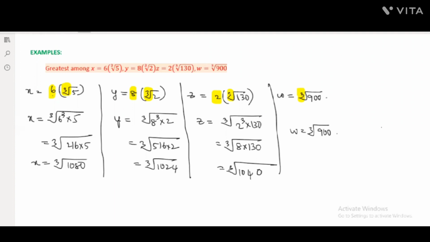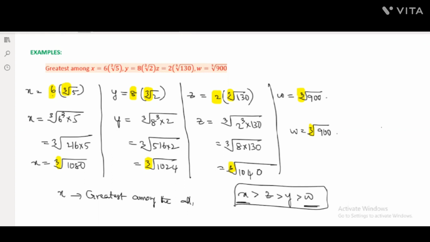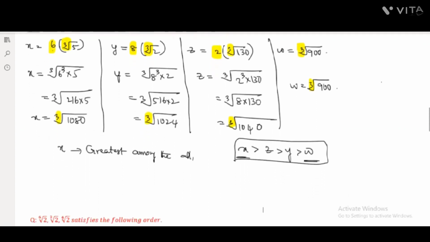So if you look at all of these now, all are of the same order, and outside also no number is multiplying these surds. So we can compare the radicands happily. Comparing all the radicands, x is the greatest among all. Another way to write this is x is greater than z, which is greater than y, which is greater than w. So here the greatest one is x and the least one is w. This is the way we can compare surds of the same order.